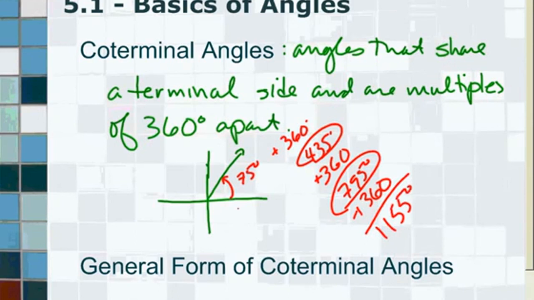Now you can also go the other direction. If they ask you for a negative coterminal angle, then you just subtract 360 off of it. We're going to come up with negative 285 degrees, et cetera, et cetera.